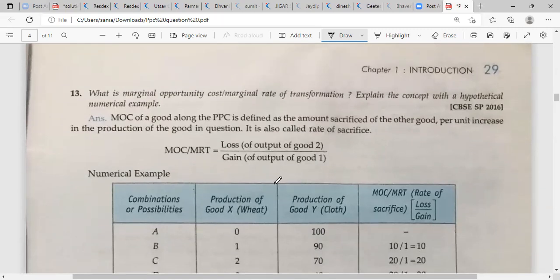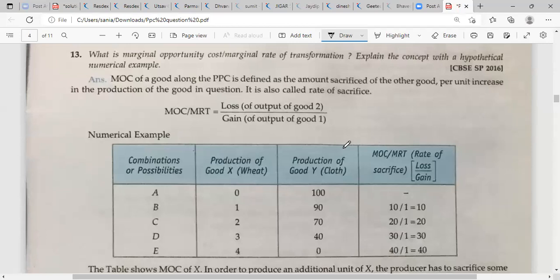So this is the scenario. Basically, MOC is what is loss upon gain. So we will take the example. For example, it's 100, 90, 70. You have to find MOC first. So first one will be dash always. Second, 100 and 10. What's the difference? 10. And how much you are gaining? 1. So its answer is 10.